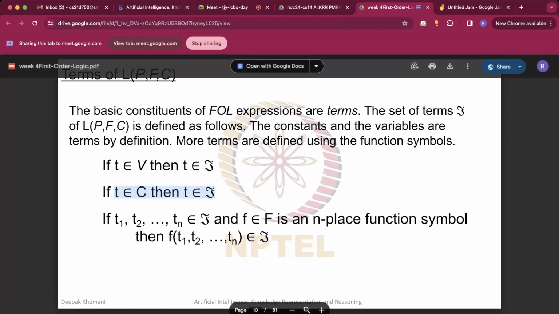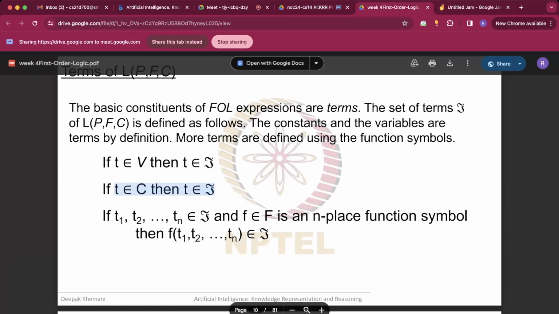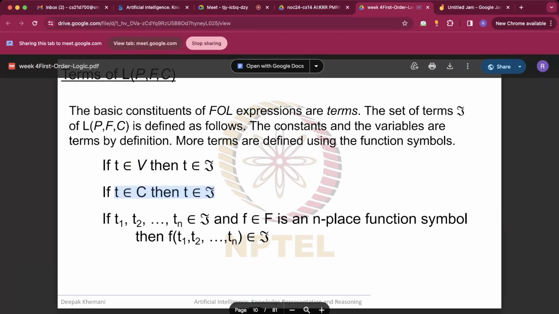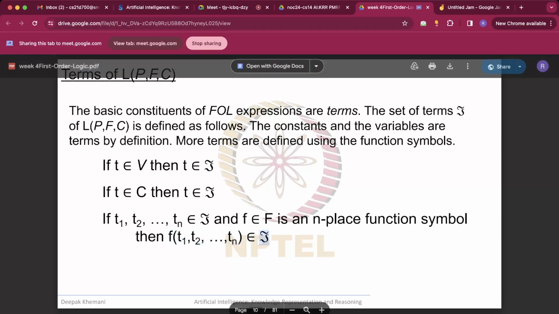Now next we have father of Sneha. Father is a function symbol. Again, let's revisit our terms definition. Where f is an n-place function symbol, f of t1, t2, up to tn is also a term. In our case we only have a function of one single t1, which is basically father bracket Sneha. So that is also a term.